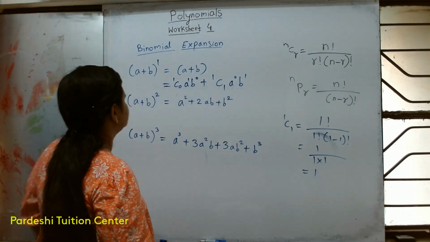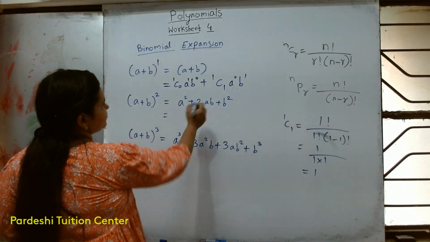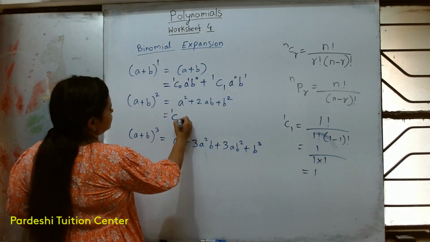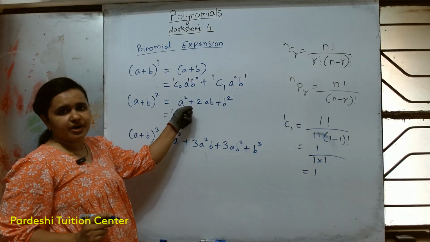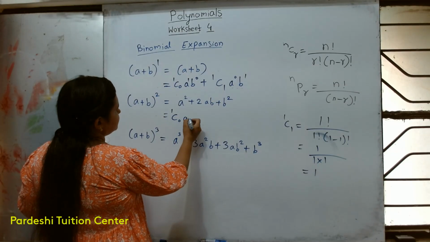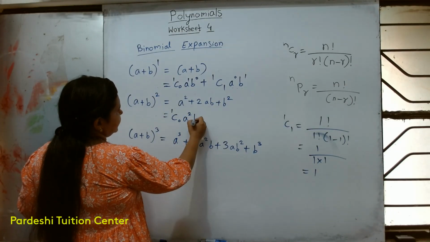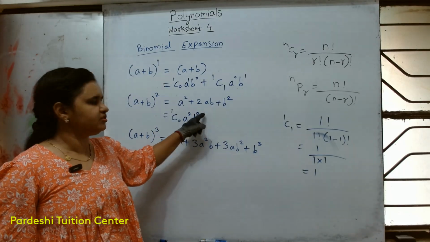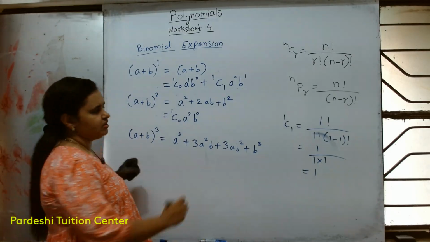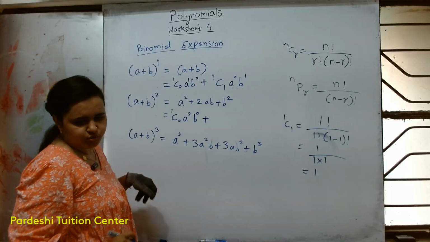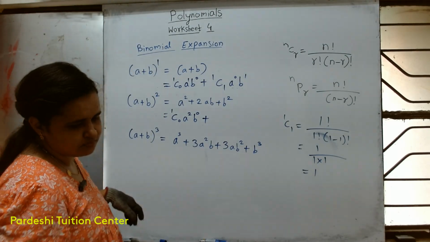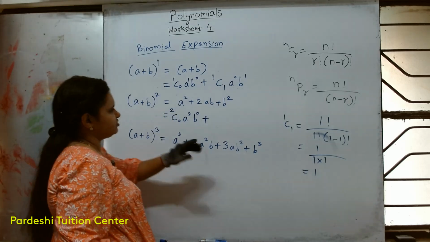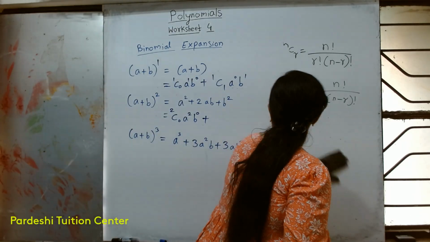Okay, so can you write it for a square plus 2ab plus b square? It will be 1c0. Now again a's power is 2 here, and here b is not present, so I write b to the power 0 and a's power is 2. Now again for 2, here a's power is 2, so I can write 2c0. Let us check what 2c0 is.